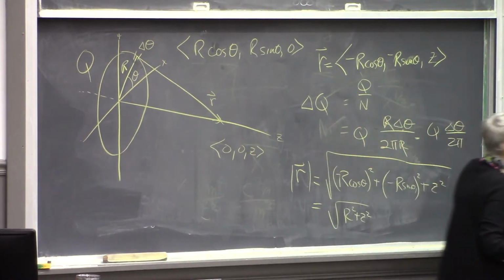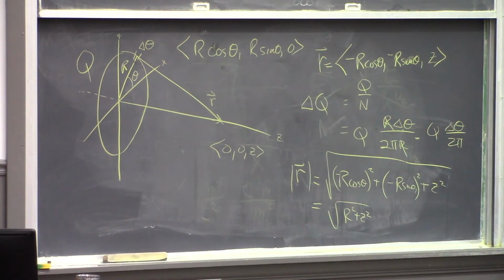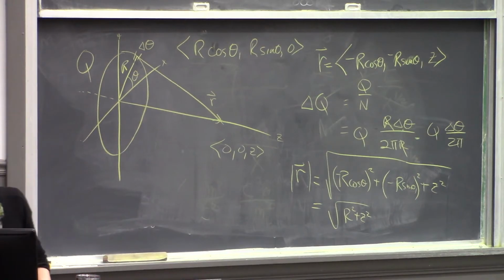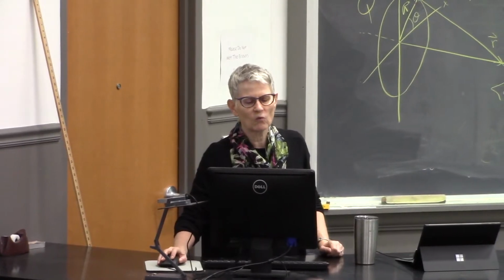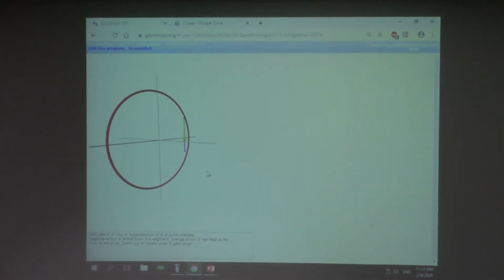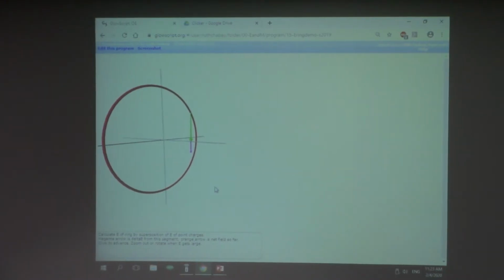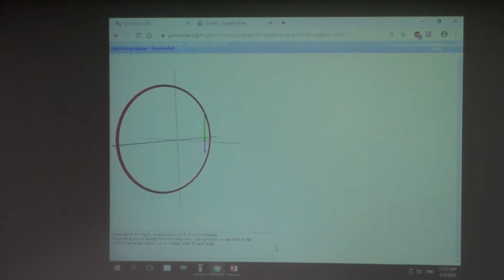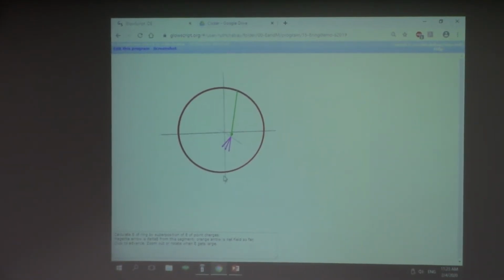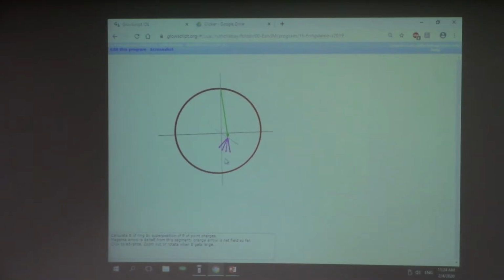Now we have to divide this into x, y, and z components and write them out. But what do you think is going to happen here? When we march around this whole ring, adding up little pieces of delta E, what's it going to look like? Well, let's see what happens when we do it with a program here. Let's look at it head on. As we march around, we have little contributions, and we're drawing delta E for each of these little pieces.